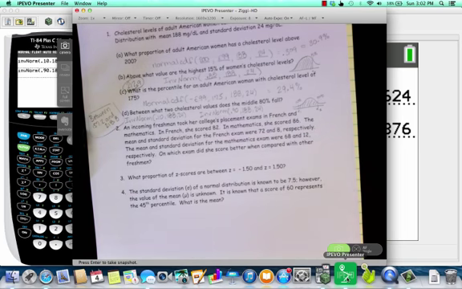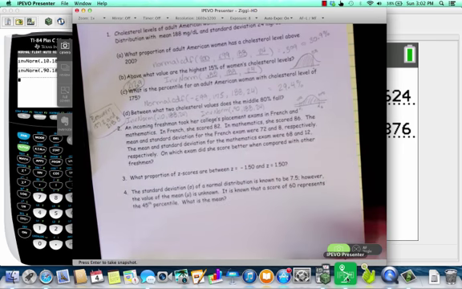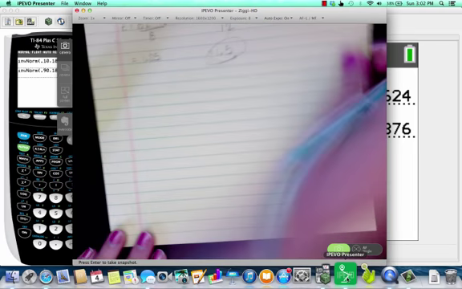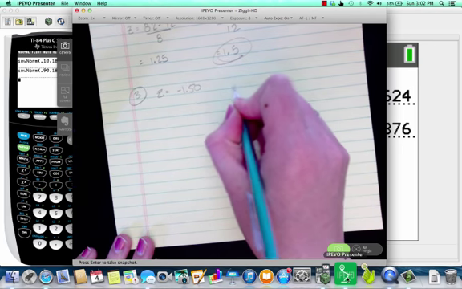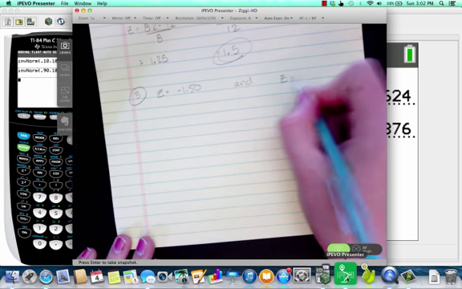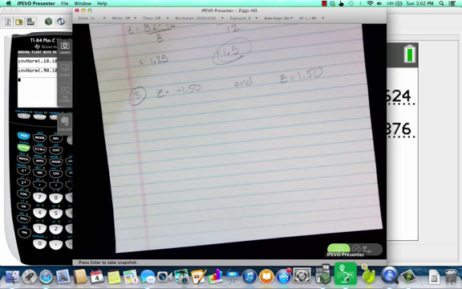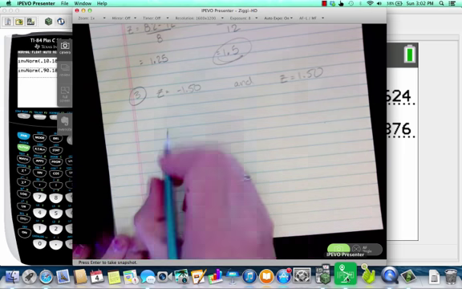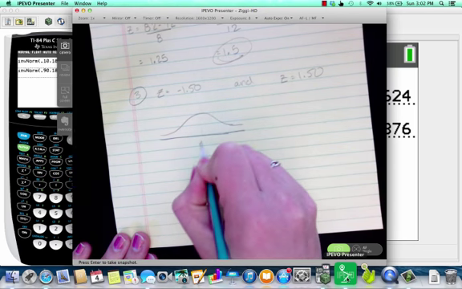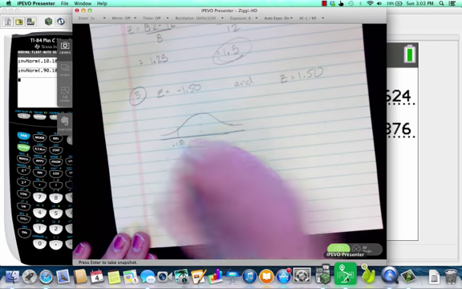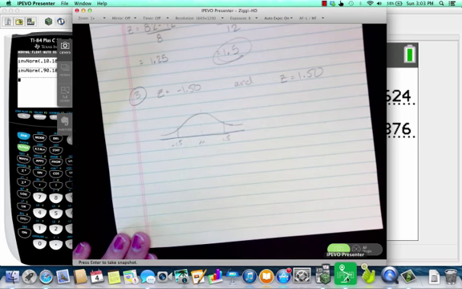What proportion of z-scores are between negative 1.5 and positive 1.5? Okay, so let me go back to my paper here. We want to know z-scores between negative 1.50 and positive 1.50. We want to know what proportion of scores are between those. Now, this tells you, like I said, z-scores tell you how far you are above and below the mean. So if this is our mean, down here, negative 1.5 away, positive 1.5 away. And we want to know what proportion of scores are between these.